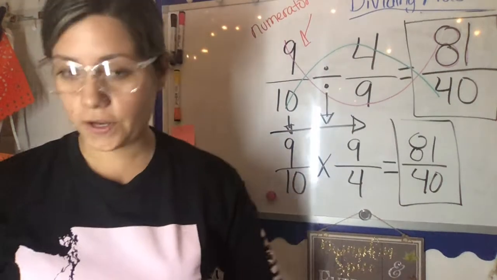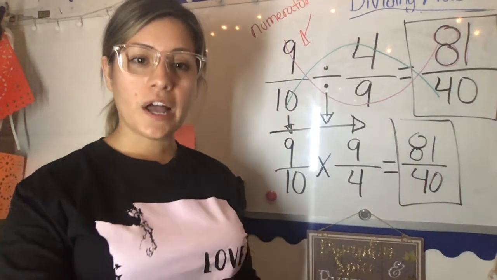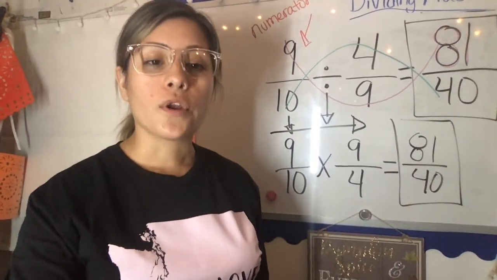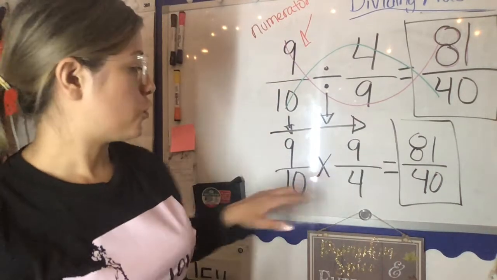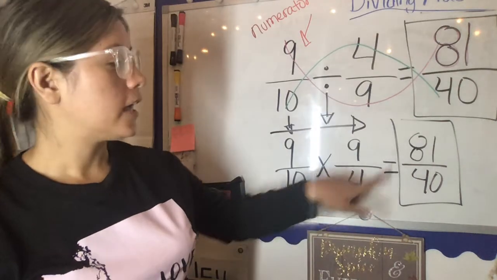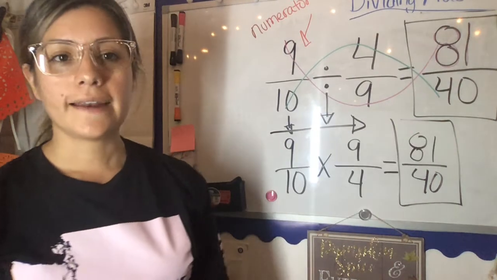Okay, I hope that this video helps. And just remember, when you're writing your answer in Edulastic, just write down the answer. Do not write all of the work. Just go ahead and put 81 over 40, and I will take that as your answer, okay?